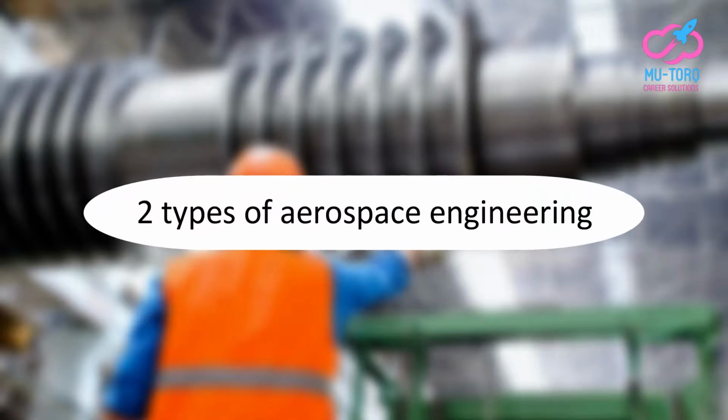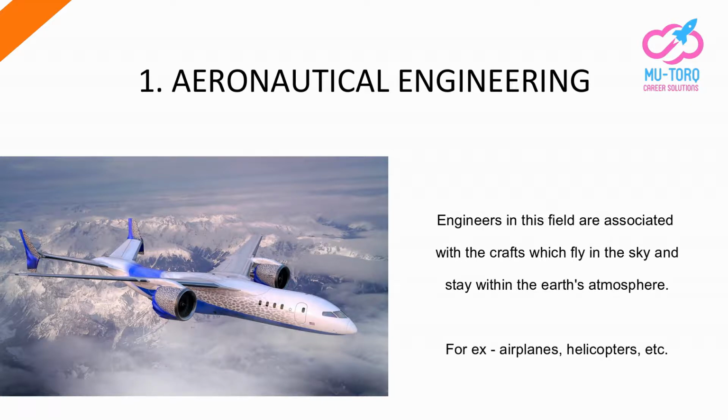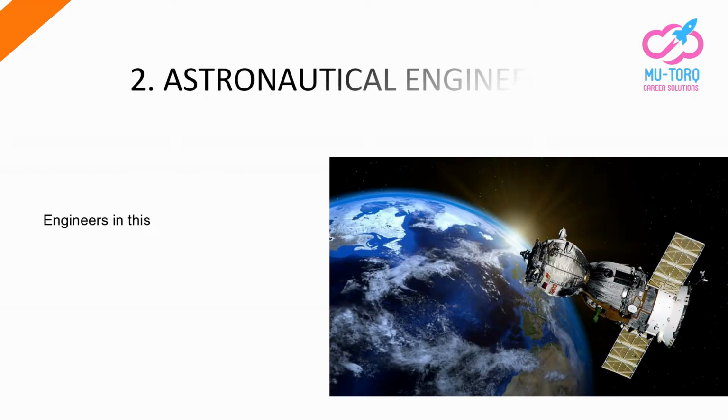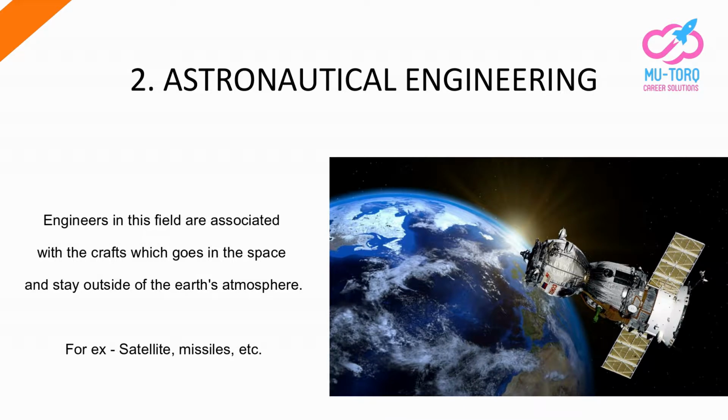Two types of aerospace engineering. Aeronautical engineering: engineers in this field are associated with the crafts which fly in the sky and stay within Earth's atmosphere. For example, airplanes, helicopters, etc. Astronautical engineering: engineers in this field are associated with the crafts which go into space and stay outside of the Earth's atmosphere. For example, satellites, missiles, etc.